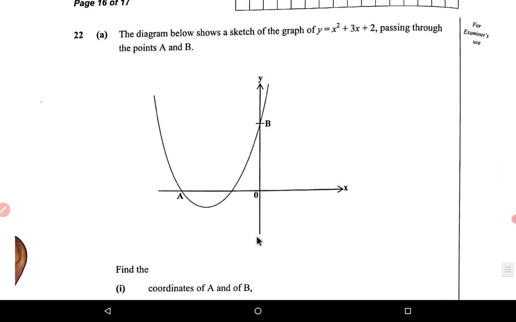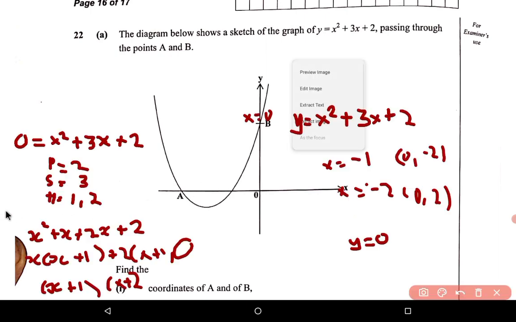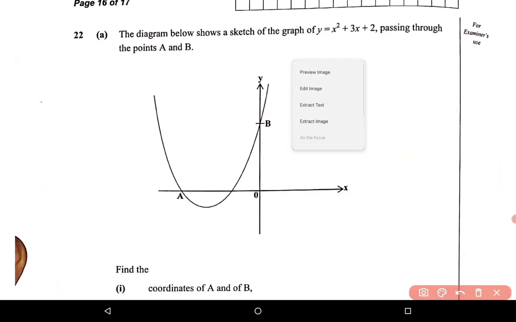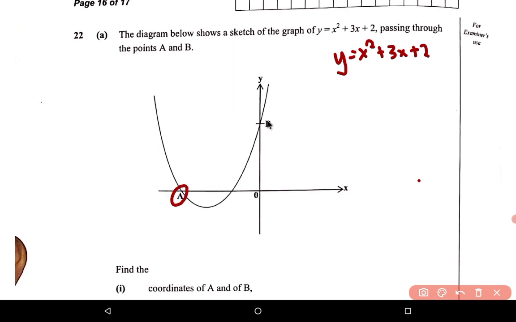So to find the coordinates of A and B, what we're simply going to do, we have been given this equation that we have here. So the equation of the curve is given like this: x squared plus 3x plus 2. So we're trying to find this coordinate and this coordinate.